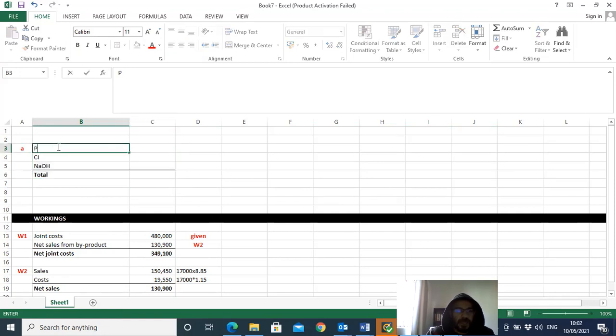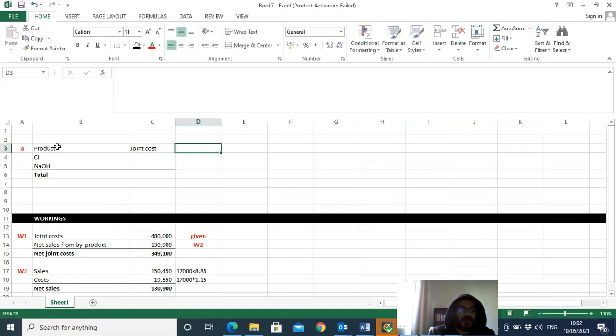So here's the product. We're gonna have joint cost, and here we'll just have a percentage. Here we can have kilograms. So what you can see over here, you just drag this across.